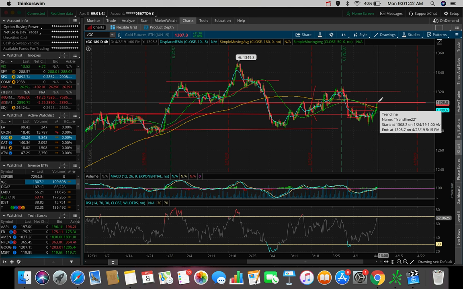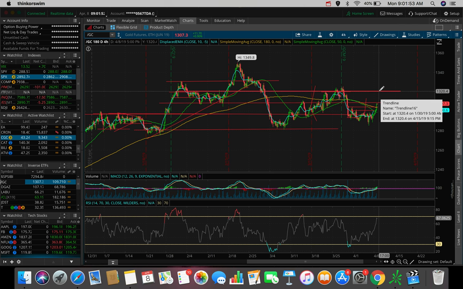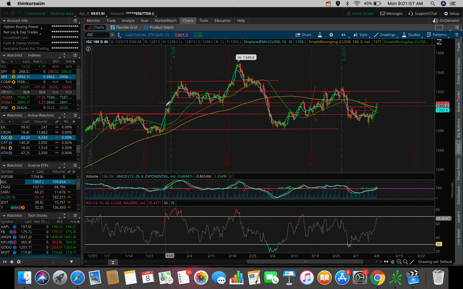And JNUG is a bull ETF, goes up whenever gold goes up. And that is one that could be pretty solid this morning. If we do break this level, we could be filling up to the next gap at about 1320 in gold. So keep an eye on gold, guys, this morning. It's going to be very interesting to see what it is going to do.